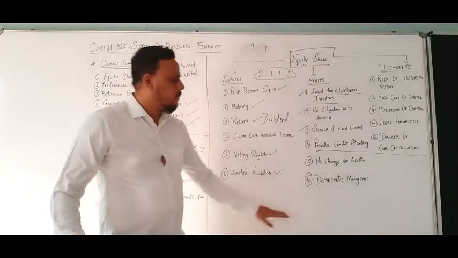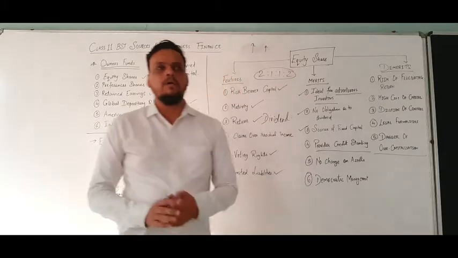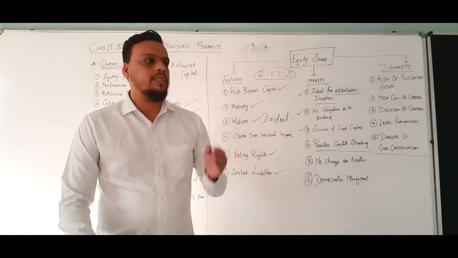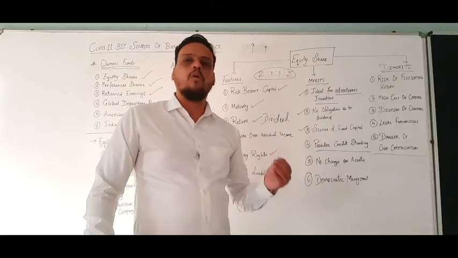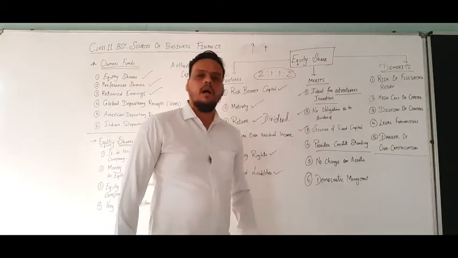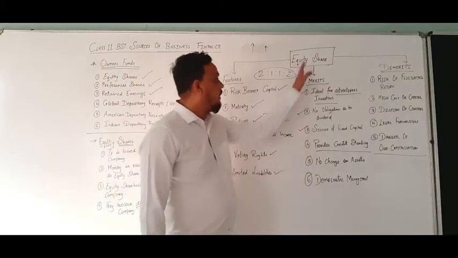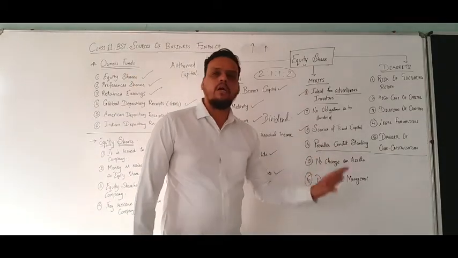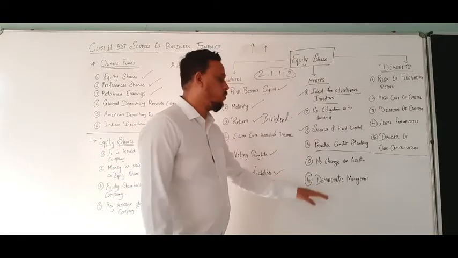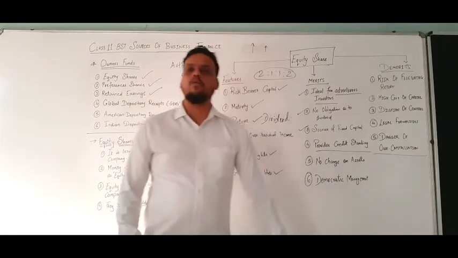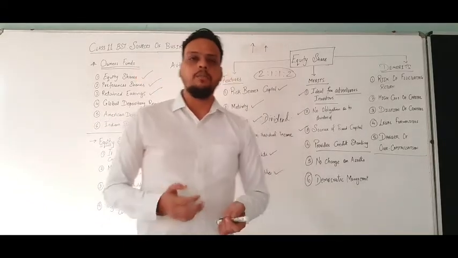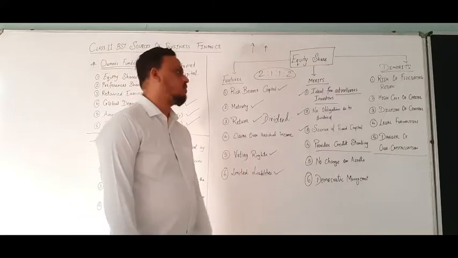Next point is democratic management. In this term, an equity shareholder has a right to vote. He or she can participate in the board of directors meeting and can check the accounts of the company, because equity shareholders are the owners, and the owners have a right to handle management: they can check, discuss, and take part in managerial decisions.